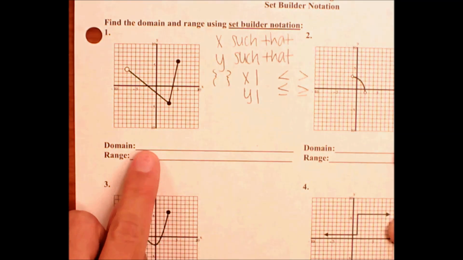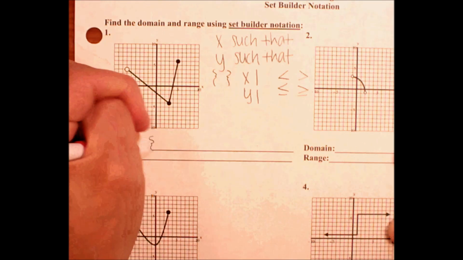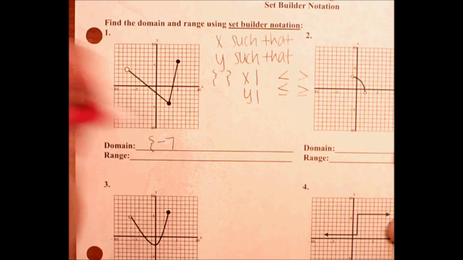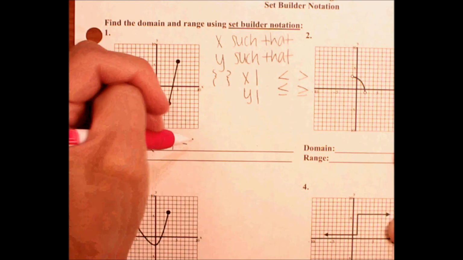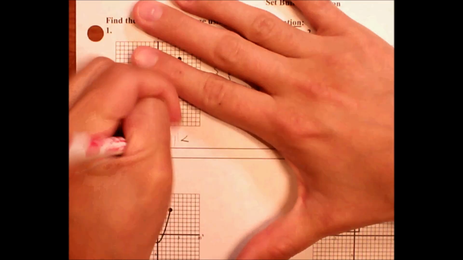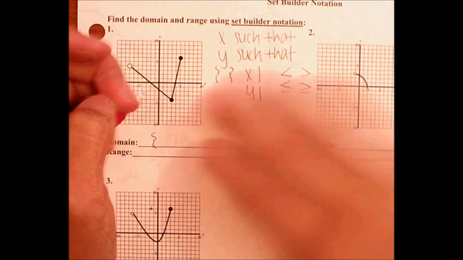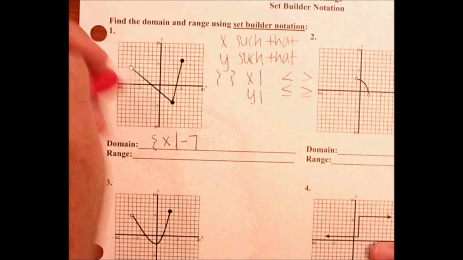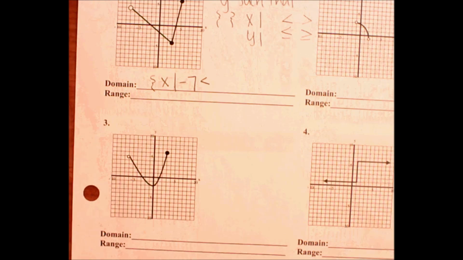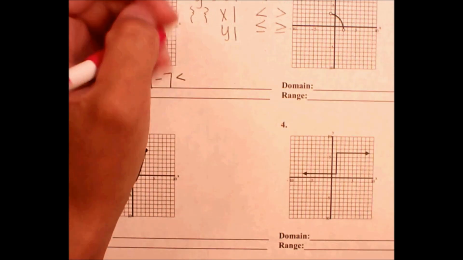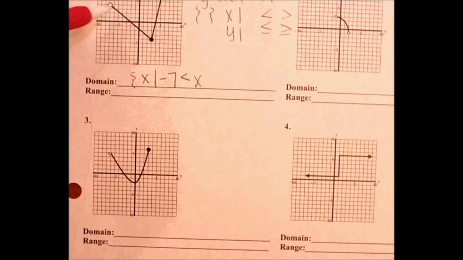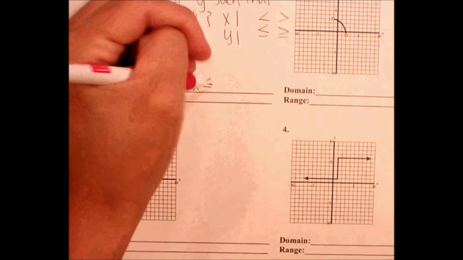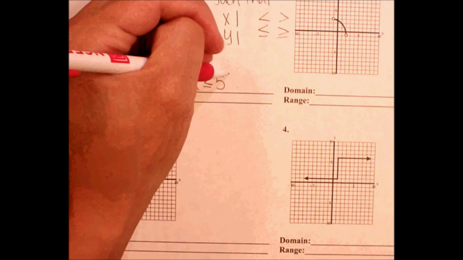So same thing, domain is from left to right. So we're going to use this little bracket. The domain is going to start from this end at -7. So -7, and it's a hole, so it's less than, oops, excuse me. Erase this. All right. X such that -7, it's got a hole, is less than x. Now we're going to this point here, which is at 5, and it's a solid circle, so it's going to be less than or equal to 5. Close the bracket.